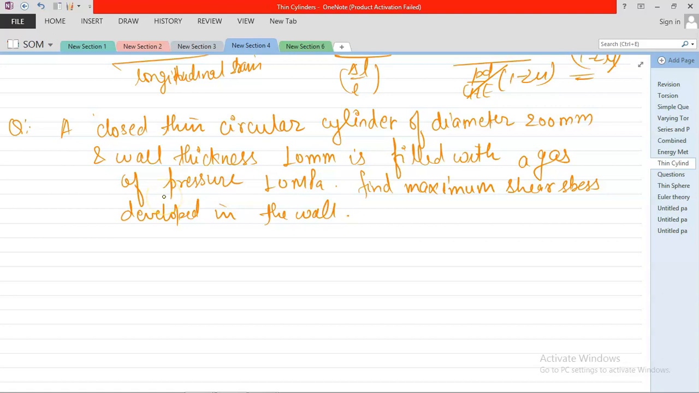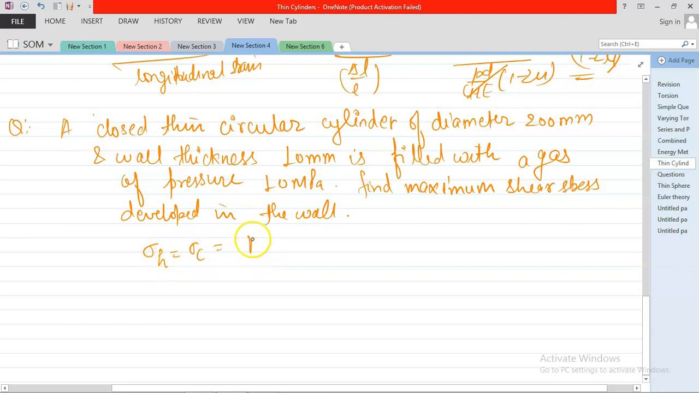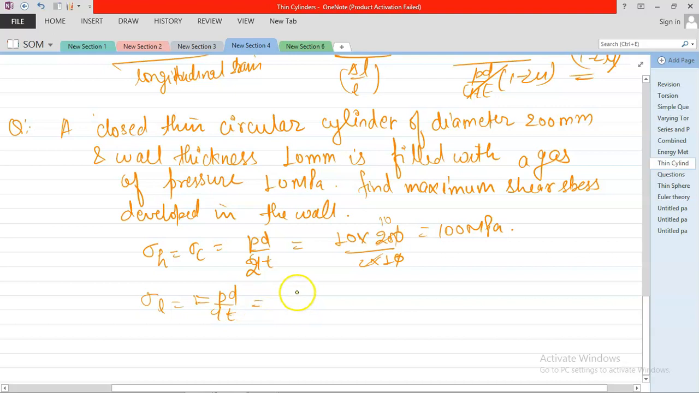Okay. So first of all, in this question, what would be the hoop stress or circumferential stress? PD by 2T. That would be equal to 10 into 200 divided by 2 into 10, which is 100 megapascal. Now what would be the longitudinal stress? This would be PD by 4T, that is equal to 50 megapascal. Now they asked what is the maximum shear stress developed in the wall.